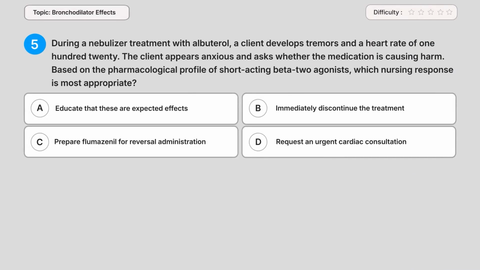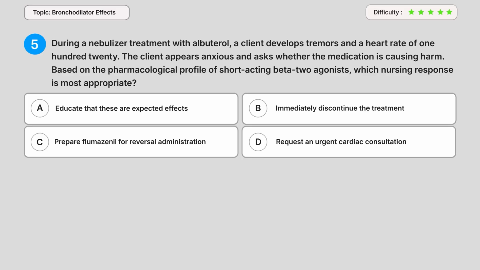5. During a nebulizer treatment with albuterol, a client develops tremors and a heart rate of 120. The client appears anxious and asks whether the medication is causing harm. Based on the pharmacological profile of short-acting beta-2 agonists, which nursing response is most appropriate? A. Educate that these are expected effects. B. Immediately discontinue the treatment.